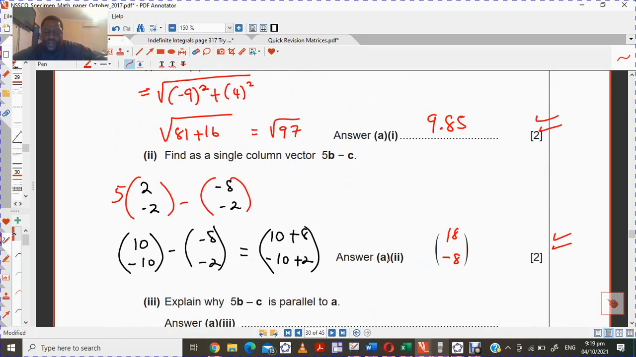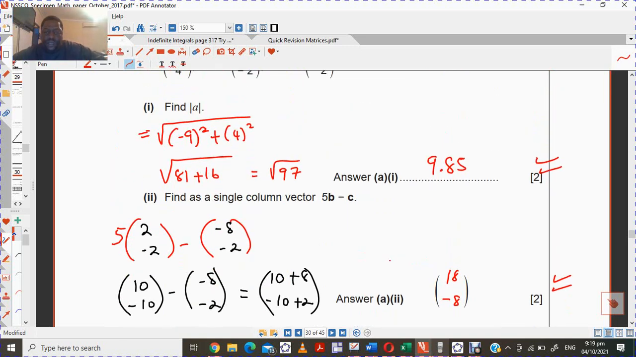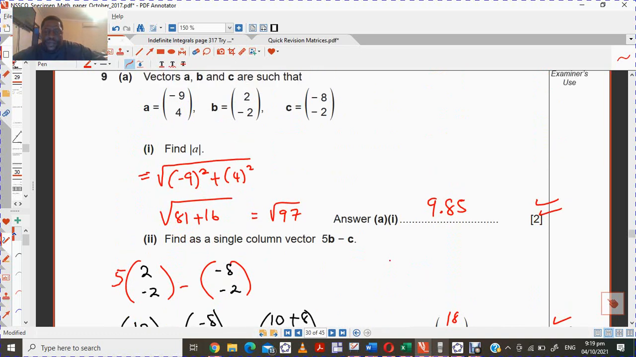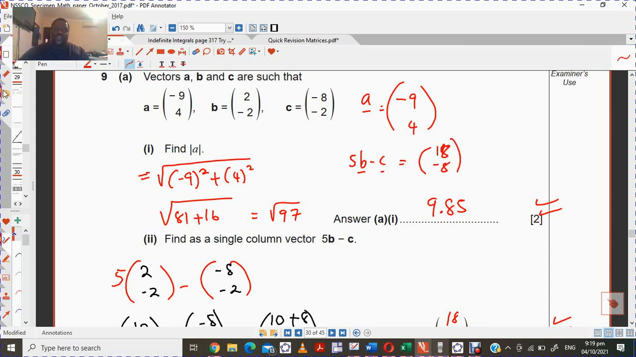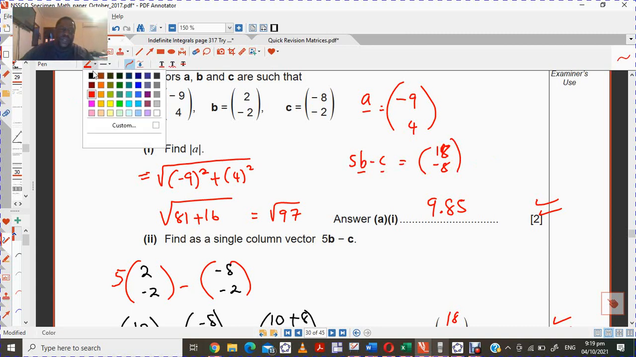So let's look at my answer. 5b minus a. So a happens to be negative 9, 4. That's a. And the other answer that I got, 5b minus c, I got an answer of 18, negative 8, if I'm right. Now, let's just quickly look at something.